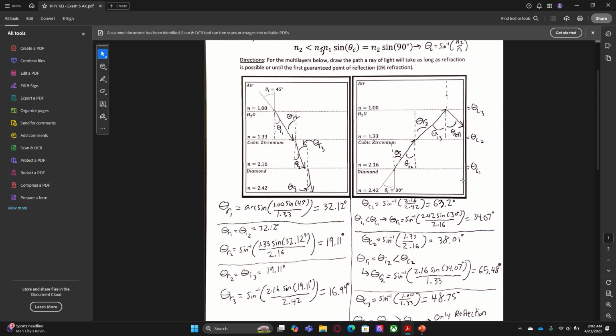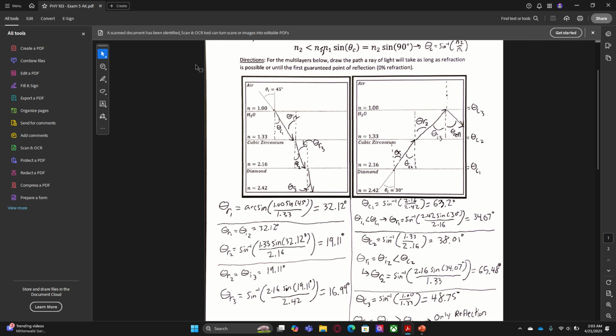Now, getting to our problem. On the left side, we have a multilayer that involves a ray of light traveling first through air, and that layer is on top of water, which is on top of cubic zirconium, which is on top of a layer of diamond. And the refractive indices are 1, 1.33, 2.16, and 2.42 for air, water, cubic zirconium, and diamond respectively.